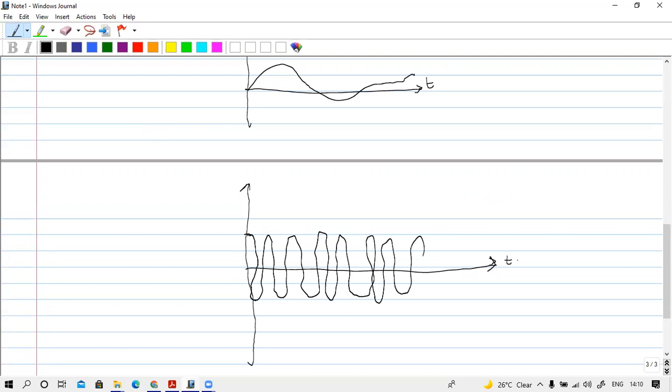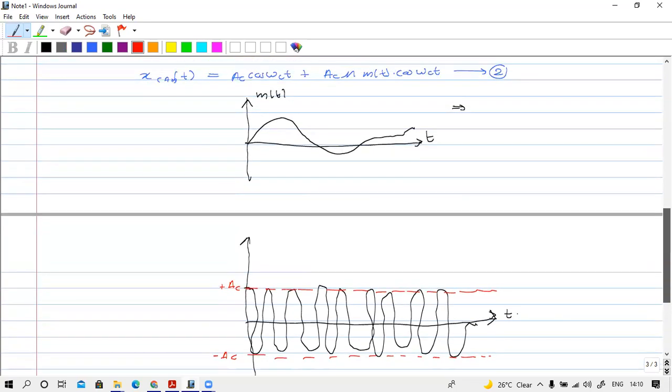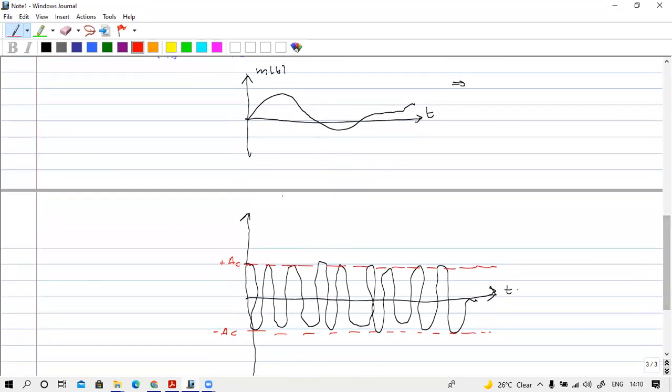This kind of signal, okay, a high frequency sinusoidal signal. Okay, so here we have the carrier amplitude. This is plus and this is minus, carrier amplitude minus. So what we are doing, we are changing this carrier amplitude according to this signal.